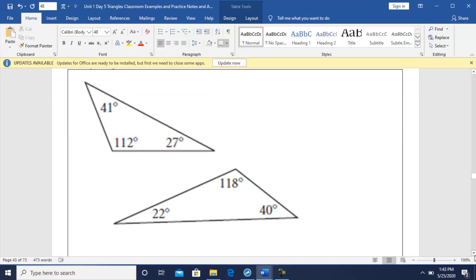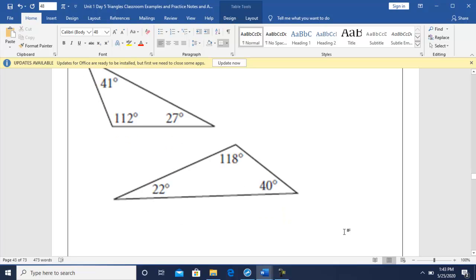Okay, so the next example here, we have two triangles. This is acute, 27 is acute, 41 is acute, 112 is obtuse. This is an obtuse angle. It's greater than 90, less than 180. Take a look at the second example. 22 is acute, 44 is acute, 118 is obtuse. So in this one, we would say these are obtuse triangles.